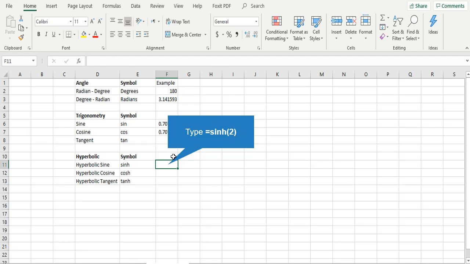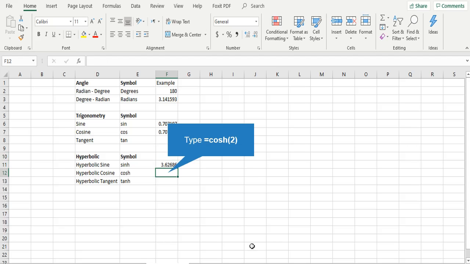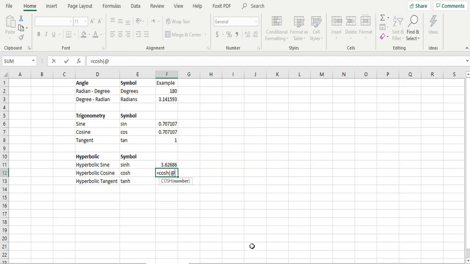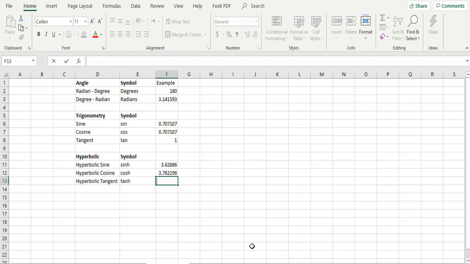Okay, so for hyperbolic sine, cosine, and tangent, you just put the hyperbolic symbol on all of them. So just sinh, and then for example 2, and then enter and get the value. So cosh 2. Okay, and then tanh, tanh 2, to get the value.